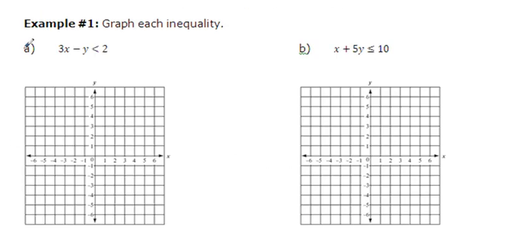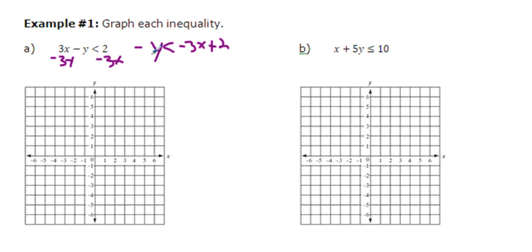So if we look at A, we have 3x minus y is less than 2. The first step is to put this into slope-intercept form or to solve for y. So I am going to subtract 3x on both sides. Now, because in slope-intercept form we like the x in front, I'm going to rewrite this with the x in front, so negative 3x plus 2.